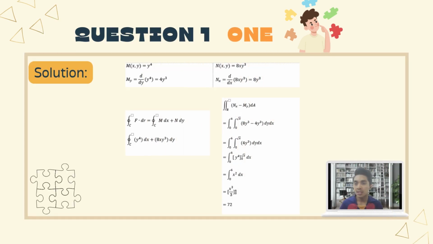For manual calculation, firstly we must find the value of M and the value of N. And then we differentiate M with respect to y and N with respect to x. Then we use the Green's theorem formula, N_x minus M_y dA. Then we integrate with respect to dy and dx. The value of y is from 0 to square root of x and the value of x is from 0 to 6. And the last answer will be 72.